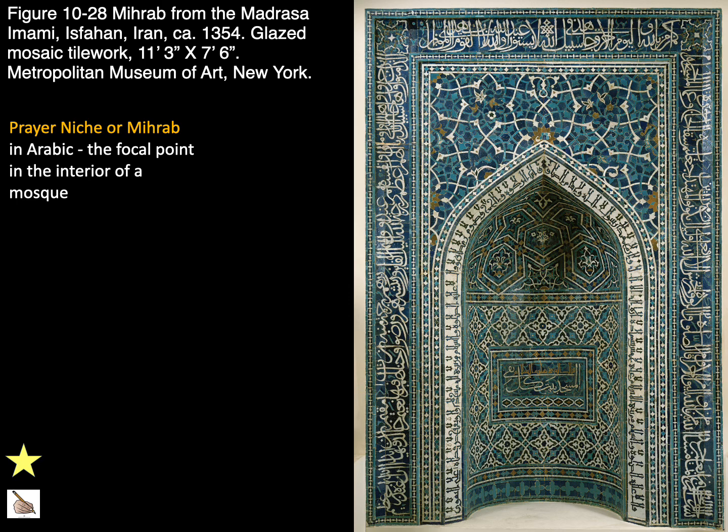In most religious traditions, a niche will include a sculpture, and people will worship the sculpture. But in Islamic prayer halls, the niche is empty. The prayer niche, or mirab, is the focal point in the interior of a mosque located in the Qibla wall that faces Mecca, the holy city of Islam.